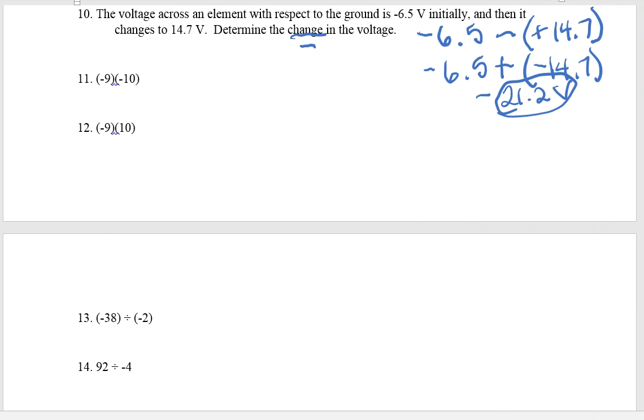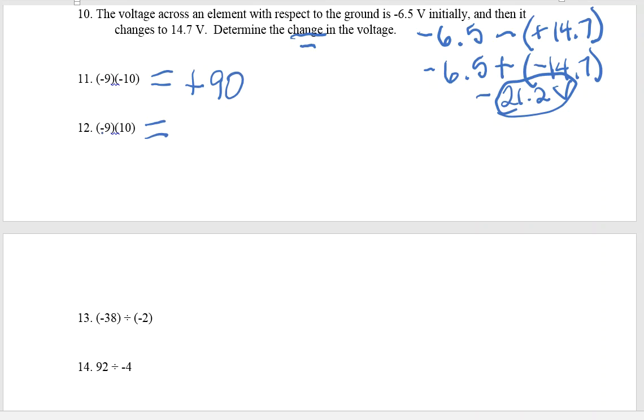The rules with multiplication and division of integers is if the signs are the same, then it is a positive. If the signs are opposite, then it is a negative. So on number 11 here with -9 and -10, since I have the same, a negative and a negative, I have a positive answer. And so then in my head or on a calculator, I can do 9 times 10. 9 times 10 is 90.